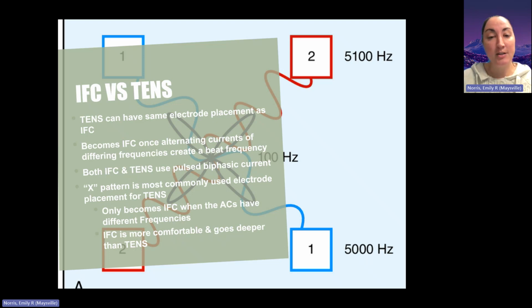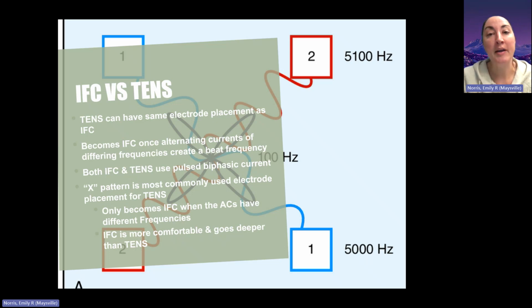TENS can have the same electrode placement as IFC, where you have them crossed like an X. But what makes it IFC and what's different is that the alternating current of the two lines have different frequencies. So like one might have, in this example, 5,000 hertz and the other 5,100 hertz. So that creates that beat frequency of 100 hertz in the middle, which can go deeper than TENS and be more comfortable for a patient than TENS.